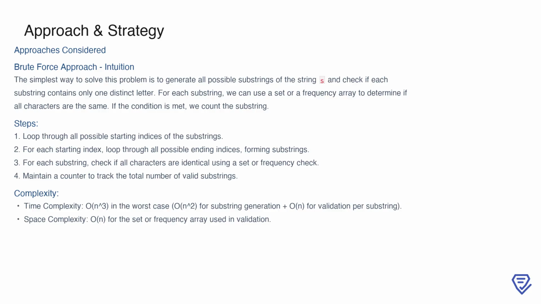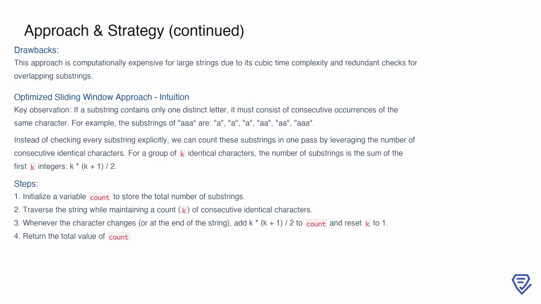However, this method has a significant drawback in terms of computational cost. Generating substrings and validating them individually results in a worst-case time complexity of O(n cubed), where O(n squared) is spent on generating substrings and O(n) on validation. Additionally, the space complexity is O(n), as we use a set or frequency array for validation. While this approach is conceptually simple, it becomes inefficient as the size of the input string grows. The brute force approach, while intuitive, has clear drawbacks. Its cubic time complexity makes it infeasible for larger strings, as the redundant checks for overlapping substrings significantly increase computational overhead.